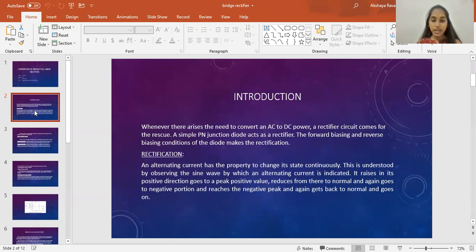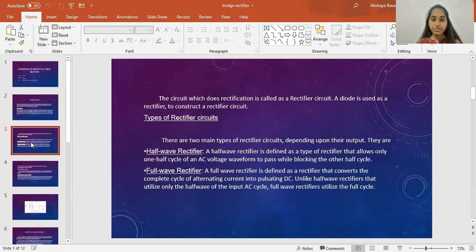Rectification. An alternating current has a property to change its state continuously. This is understood by observing the sine wave by which an alternating current is indicated. It rises in its positive direction, goes to a peak positive value, reduces from there to normal, and again goes to the negative portion and reaches the negative peak, and again gets back to normal and goes on further. The circuit which does rectification is called a rectifier circuit. A diode is used as a rectifier to construct a rectifier circuit.